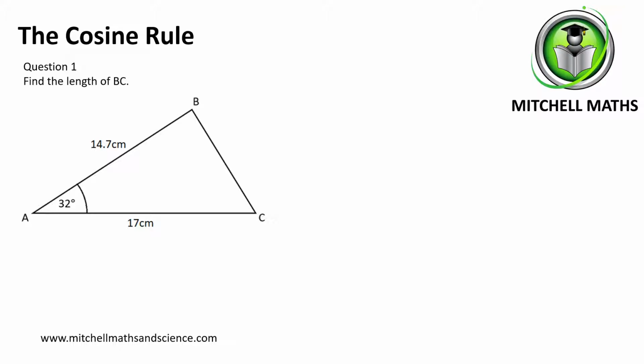The first question is we need to find the length of BC. We're trying to find the side here. And the reason we know we need to use cosine rule and not the other type of rule in trigonometry, which is the sine rule, is because we've only got one angle. If we'd had two angles, then we probably would have had to use the sine rule in order to work out the missing side. The first thing you need to do is you need to label a triangle.